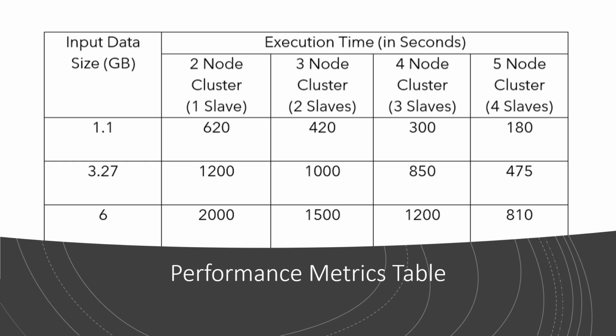So this is the table where we can see the total input size that we have given, and we have tested with different node clusters. For a 1.1 GB file, we see the execution time is around 620 seconds. As we increase the number of nodes, the time decreases. The same is seen for the 3.27 GB file and for the 6 GB file.